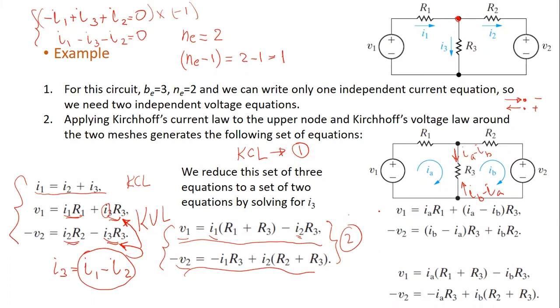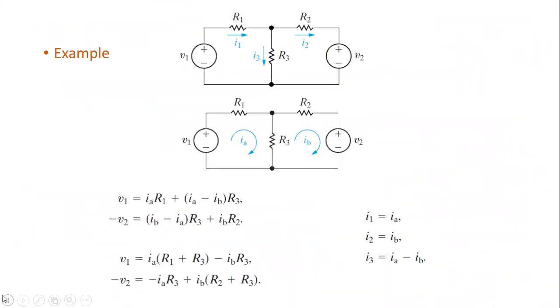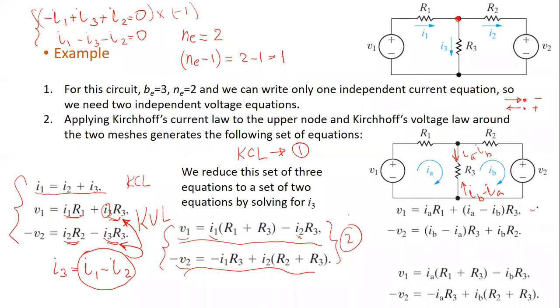So as you see, the first equation is for the first loop and the second equation is for the second loop. Here, if you want to rearrange the parameters, you take IA times R1, and from here IA times R3, so it will be IA times (R1 plus R3), and the minus here, we have IB times R3, so minus IB times R3. For the second equation, we have IB multiplied by R3 and R2, so IB (R2 plus R3), while here we have negative IA R3.